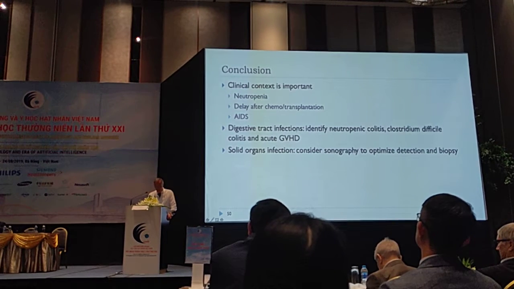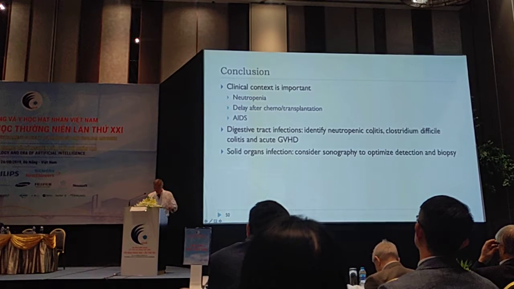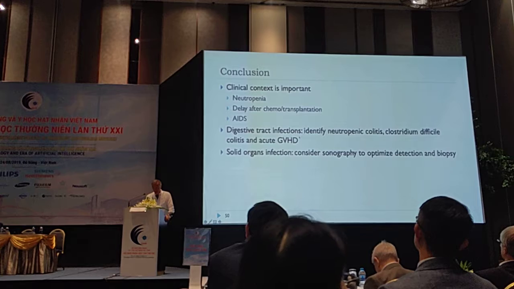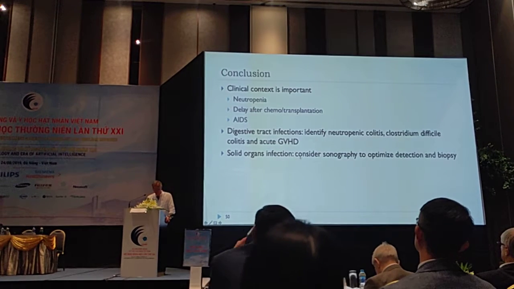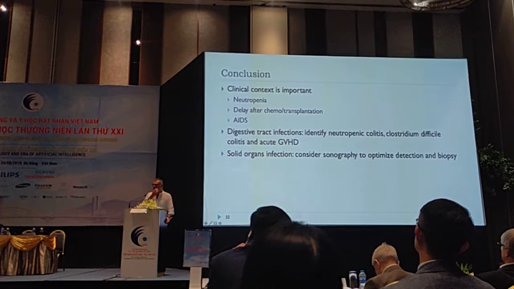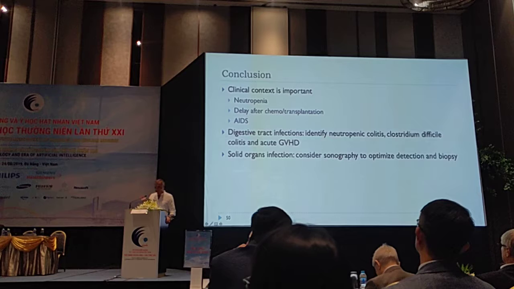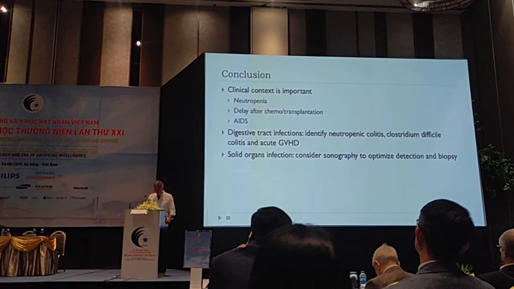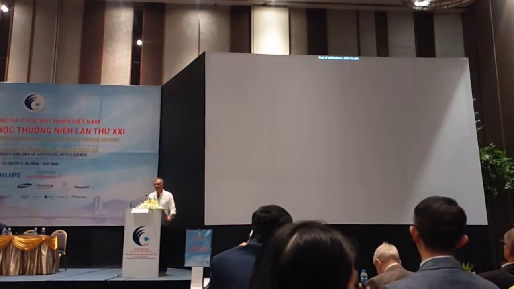For digestive tract infection, you must be able to identify neutropenic colitis, namely typhlitis, Clostridium difficile colitis, and acute graft versus host disease. And for solid organ infection, I would strongly recommend using ultrasound with a high frequency probe in addition to CT to optimize detection and to biopsy this patient. Thank you for your attention.